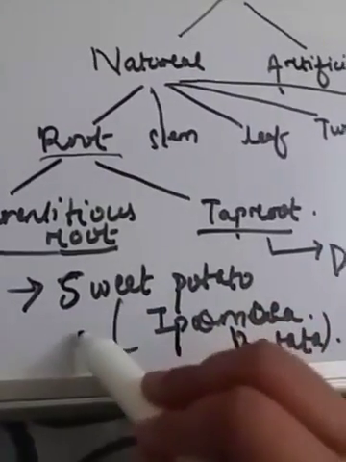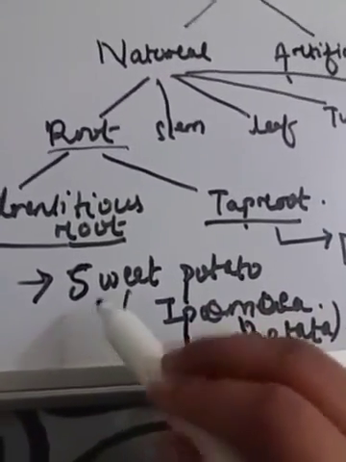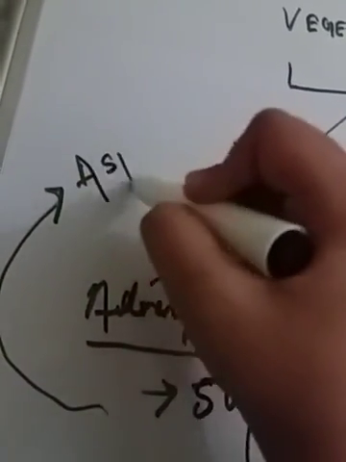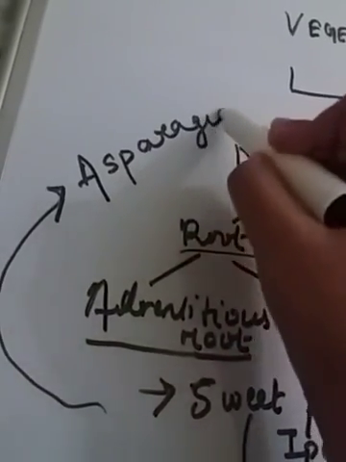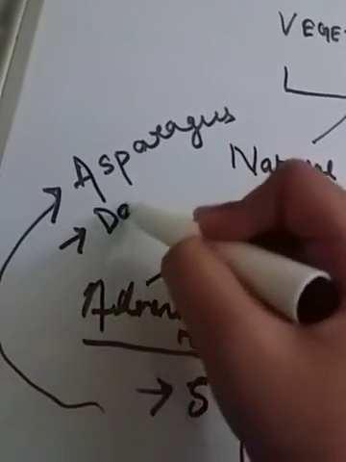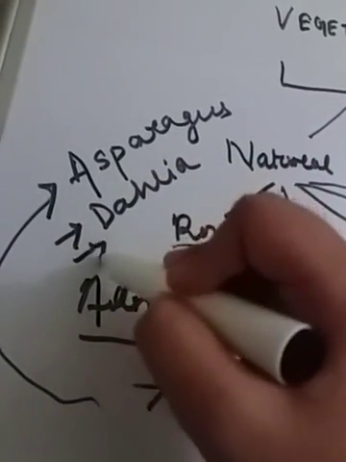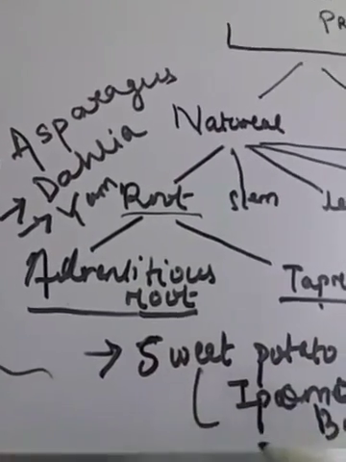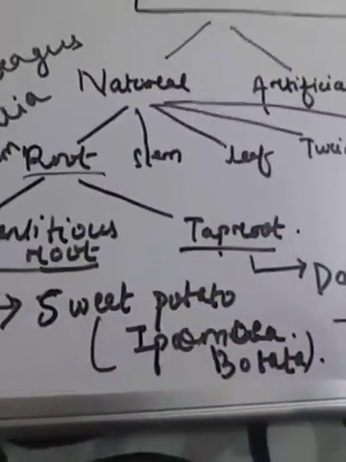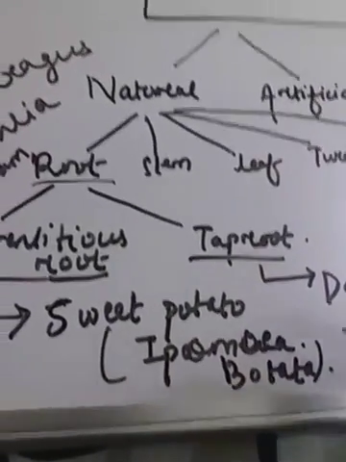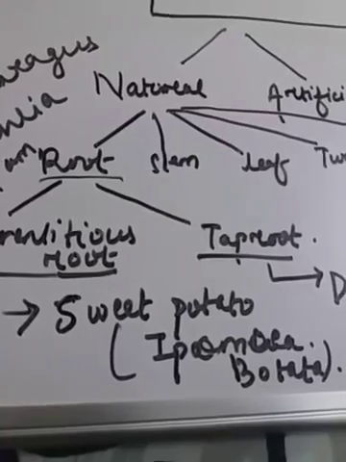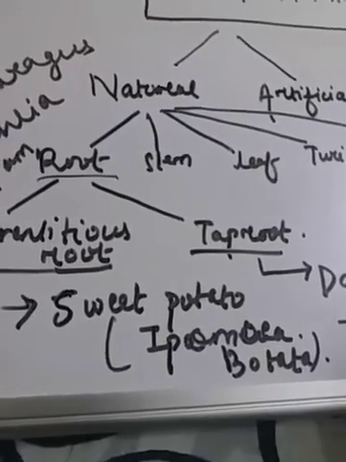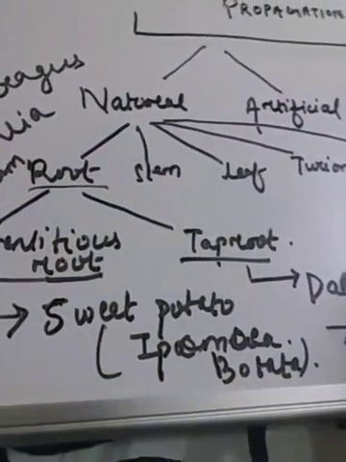In adventitious root, sweet potato is not the only example. The other three common examples are asparagus, dahlia and yam. These four are the important examples of adventitious root and taproot. You have learnt about this in the morphology chapter in class 11, so I am not discussing more about it, just basic examples. Now we'll see about stem.